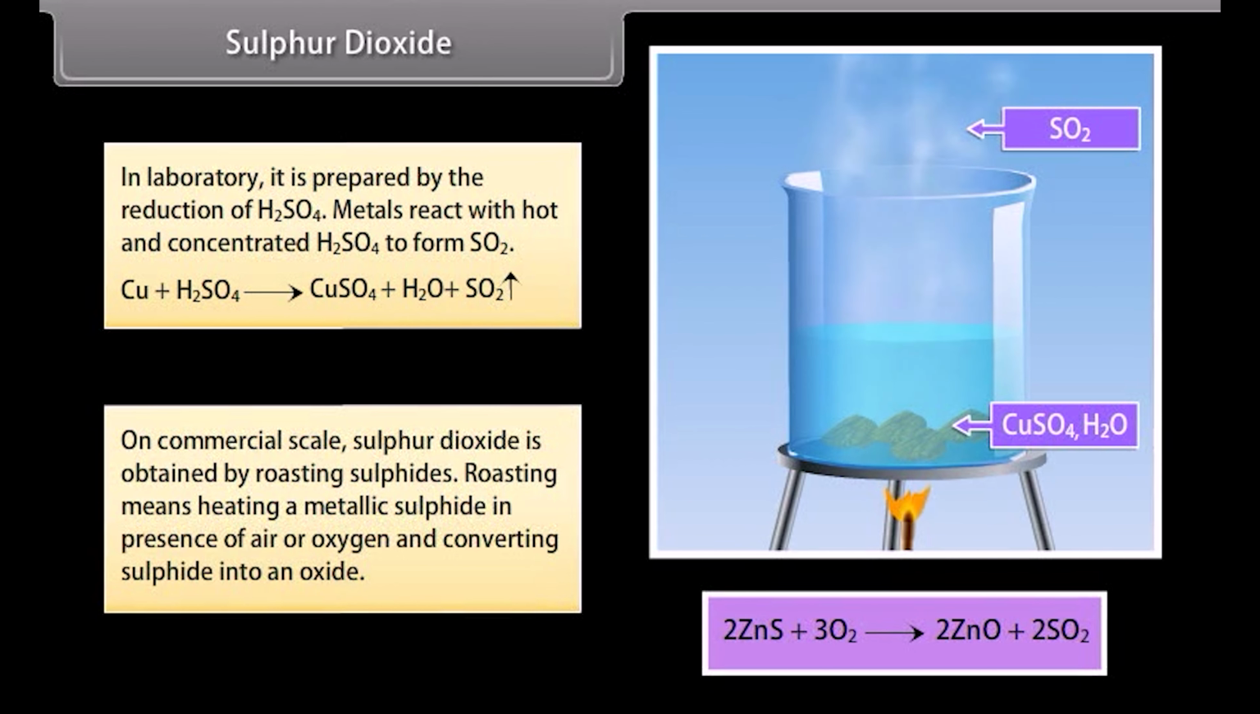On commercial scale, sulphur dioxide is obtained by roasting sulphides. Roasting means heating a metallic sulphide in presence of air or oxygen and converting sulphide into an oxide.